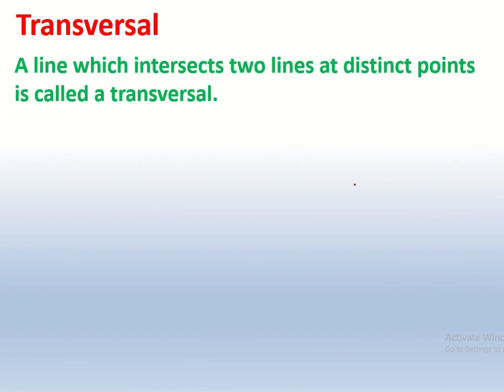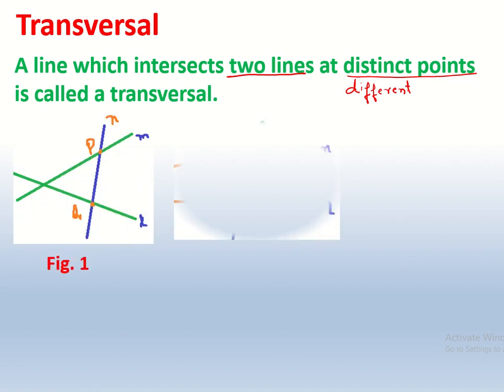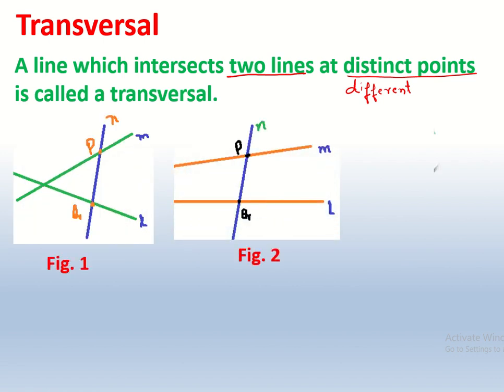A line which intersects two lines at distinct points, that means at different points, is called a transversal. It simply means a transversal is a line that intersects two lines at different points. Let's have some figures here and we will try to understand what this transversal means.